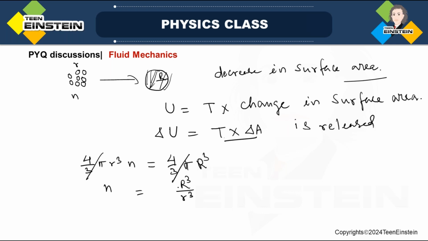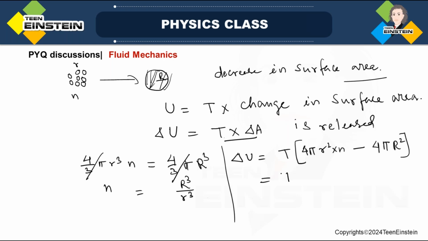So what is the change in the surface area? Let us find out. The change in energy, or released energy itself, we can write directly as T into the change in the area. Earlier we have 4 pi r square into n, and here it is 4 pi capital R square, right?